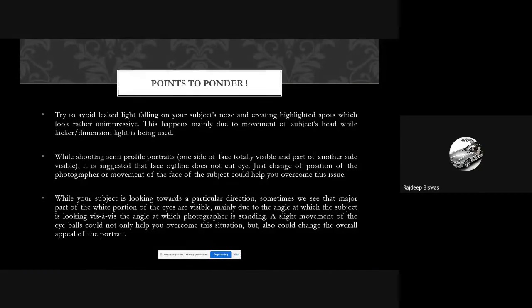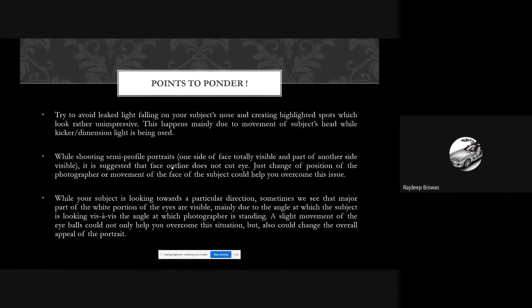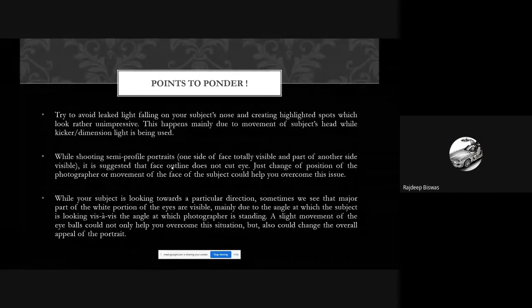Let me read it for you. While your subject is looking towards a particular direction, sometimes we see that a major part of the white portion of the eyes is visible, mainly due to the angle at which the subject is looking vis-a-vis the angle at which the photographer is standing. A slight movement of the eyeballs could not only help you to overcome the situation, but also change the overall appeal of the portrait.